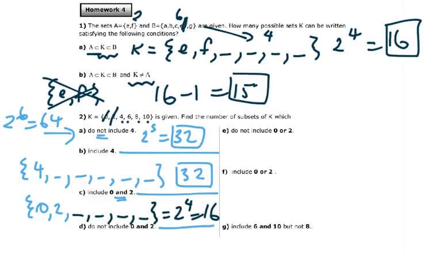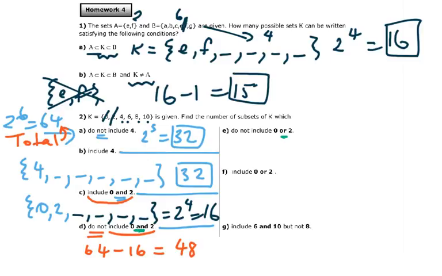So in part D, the only difference is that we've got the same condition, include 0 and 2, but the question now says does not. So that means we're going to have to take the total. Remember, the total here was 64. So we could say 64 minus the ones that do include it from the question beforehand, and that gives us 48.